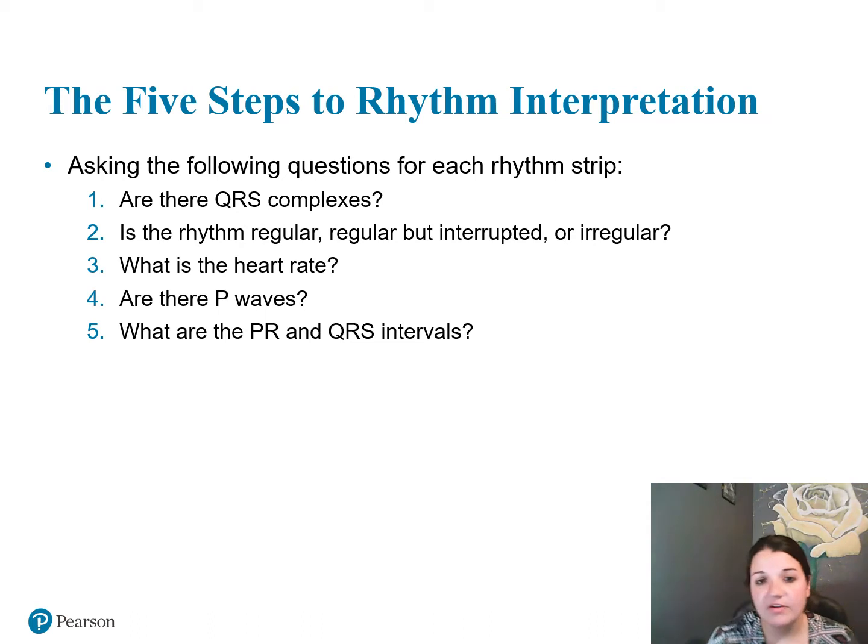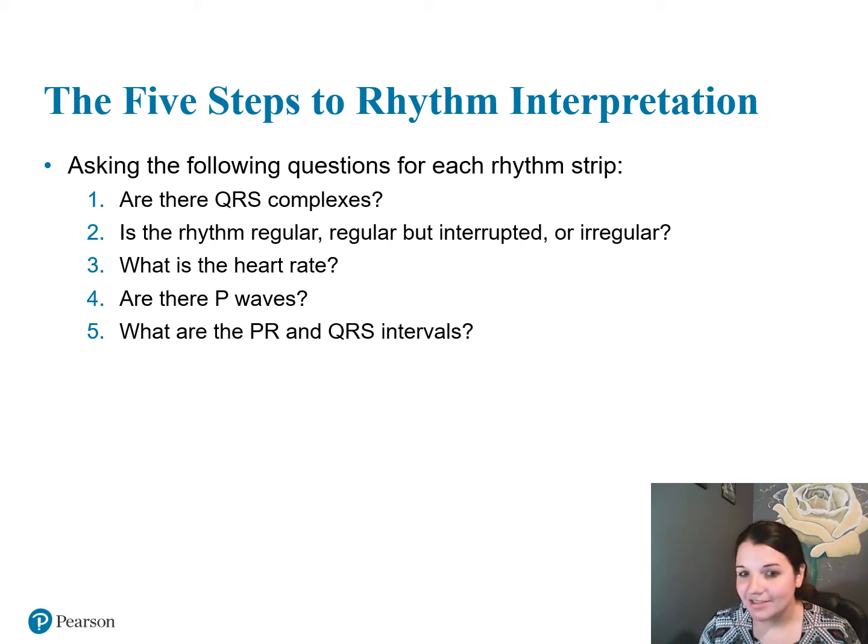The very first question is, are there QRSs? Yes or no? Done. That's your first question. So you're going to look at your rhythm. Do you see QRSs? Yes. Or you do not see QRSs. That last practice strip that we just did in chapter 5, it was kind of hard to see the QRSs, right? So you could have put a no for that one. So do you see QRS complexes?